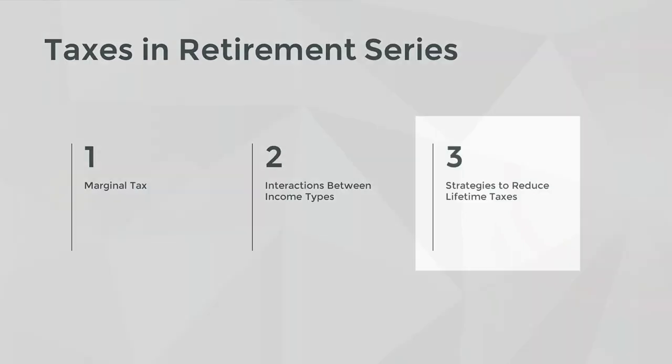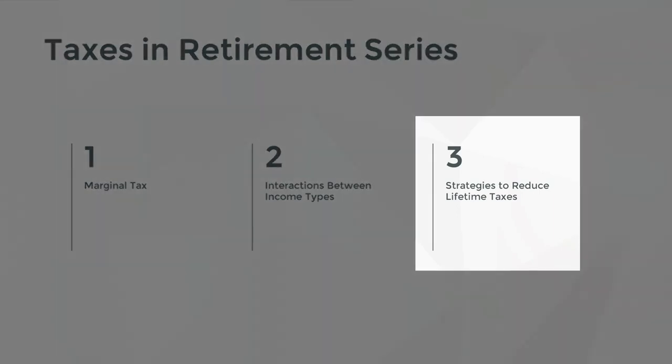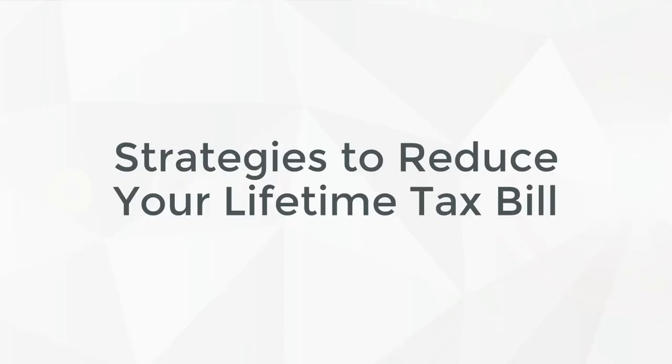This presentation is the third part of a 3-video series designed to help you and your financial advisor create a tax-efficient retirement strategy. In this section, you will learn strategies to reduce your lifetime tax bill. We'll pick up where we left off with interactions between different income types. So let's get into a case study and talk about the variety of different things that you can do.